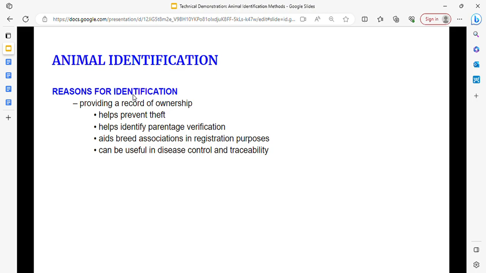So, animal identification. Some reasons for animal identification: this is to provide a record of ownership. It helps prevent theft. It helps identify parentage verification. It aids breed associations and registration purposes. It can be useful in disease control and traceability. So if we were to have a breakout of mad cow disease, then this comes in handy. Everyone got that?